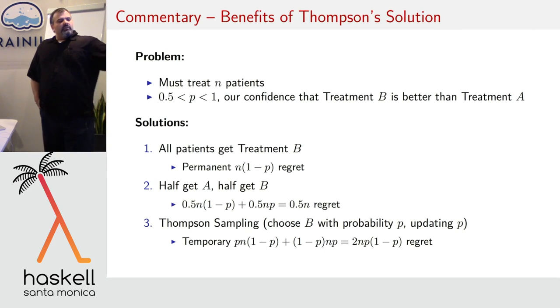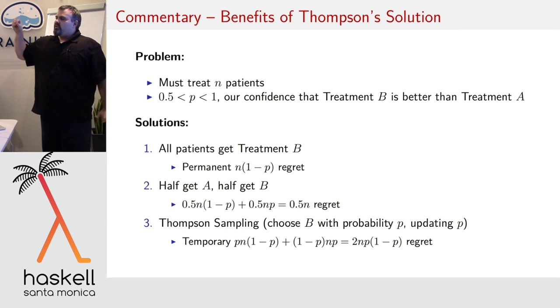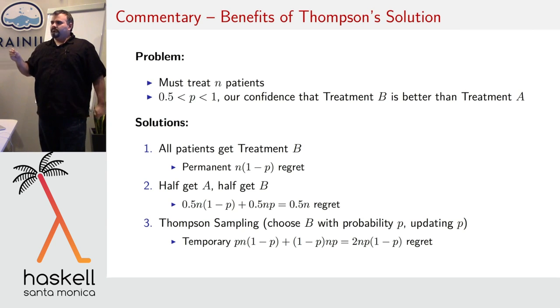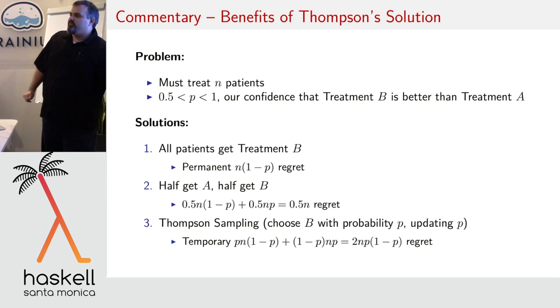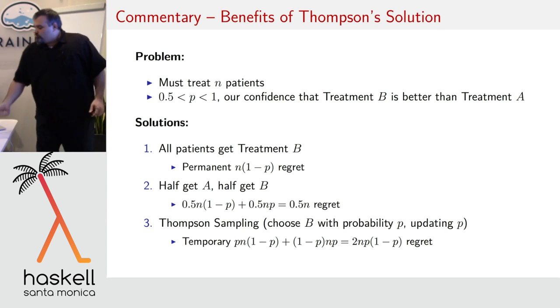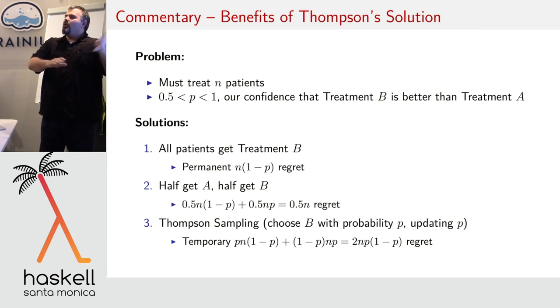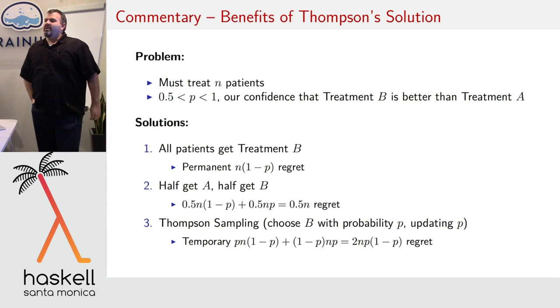Now, choose B with probability P. So you take your probability P and you use that to choose whether someone will get treatment A or treatment B. So if you have 75% confidence that B is better, then when a new patient comes, you roll a 4-sided die, and 3 out of 4 of those will be treatment B, because you have 75% confidence. 1 of those is treatment A. The second part is important here: after you give the treatment and observe, you update P.